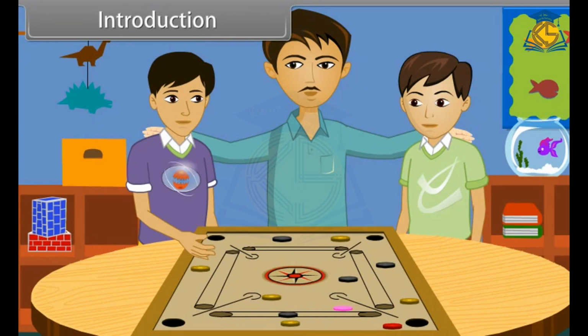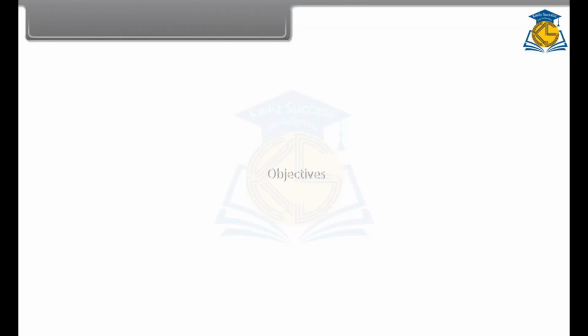Okay, I will tell you. See, coins are moving in 2 dimensions. So, this game shows the motion in a plane. Are you curious to know more about this? Yes, Dad. Now, let us know more about motion in a plane.